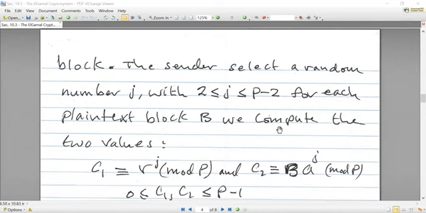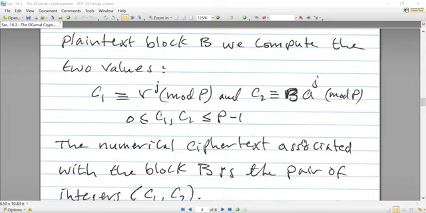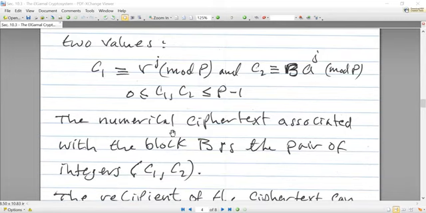So we're going to calculate two numbers. The first one we denote by C1, and that is R to the J mod P, and C2 is the block B multiplied by A to the J mod P. Remember that R and A are known, and of course B is part of the plaintext message. And of course, these are reduced mod P, so they are between 0 and P minus 1.